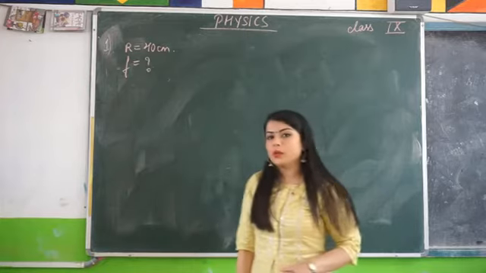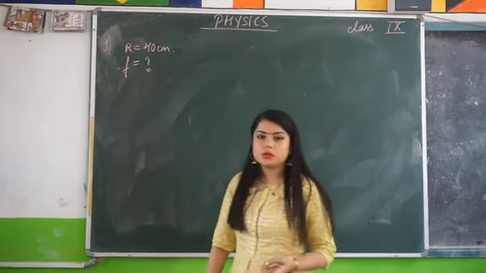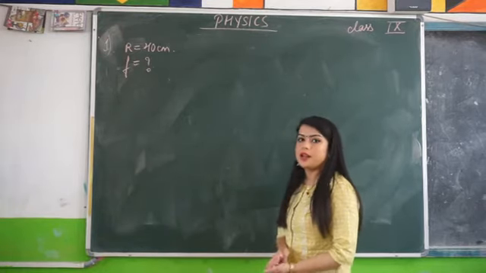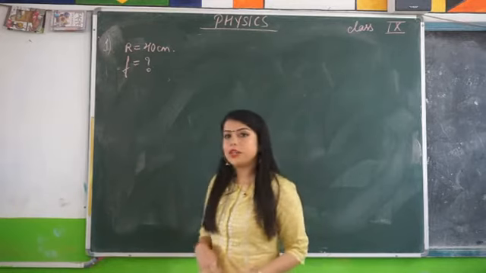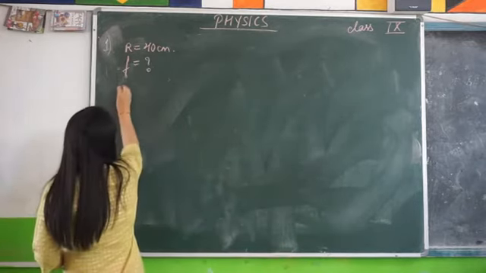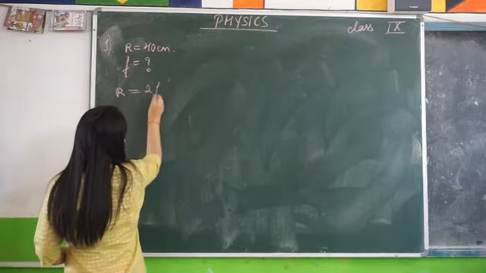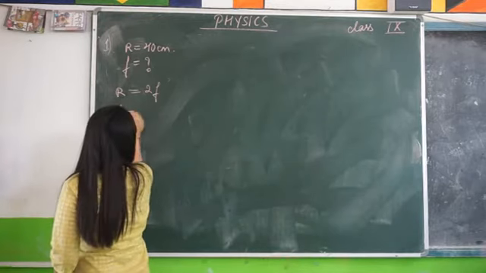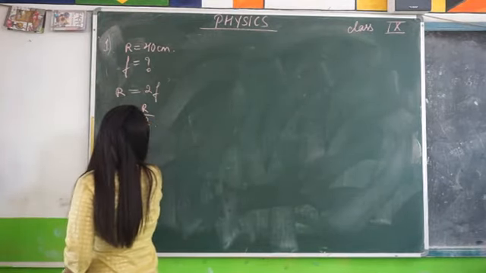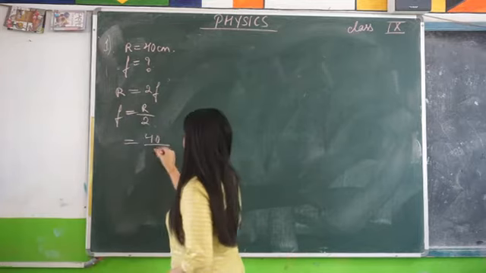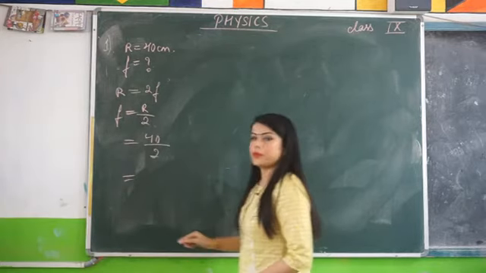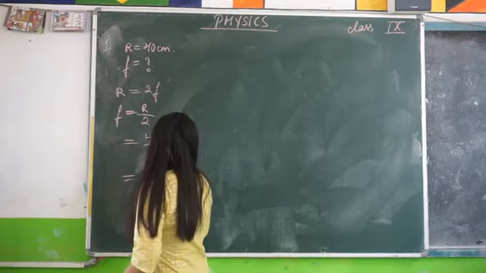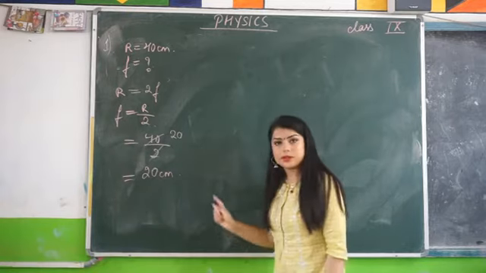There were already 3 formulas given to you, so using one of those formulas, we will solve this. What is the relation between focus and radius? Focus is half the radius, so R is twice the focus. The radius is twice the focal length. Now from here, F equals R by 2, so the 2 goes in the denominator. Putting the value of R, we get 40 by 2, which reduces to 20 centimeter. This is a simple one.